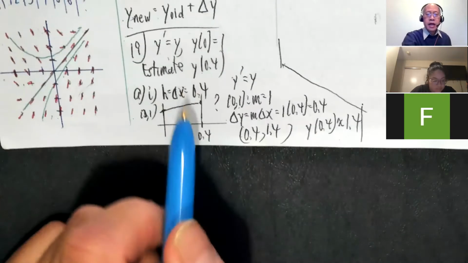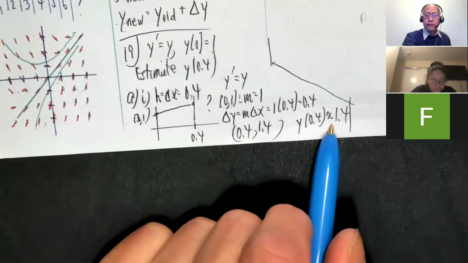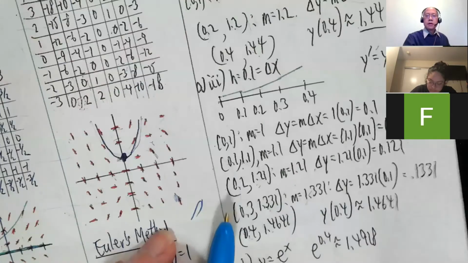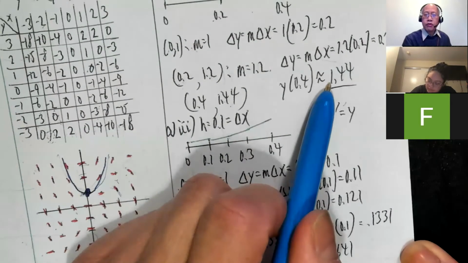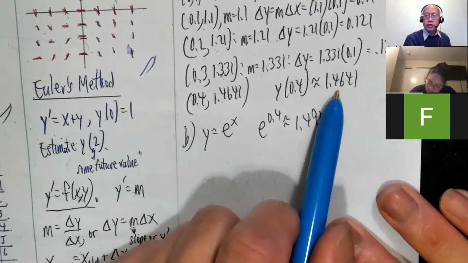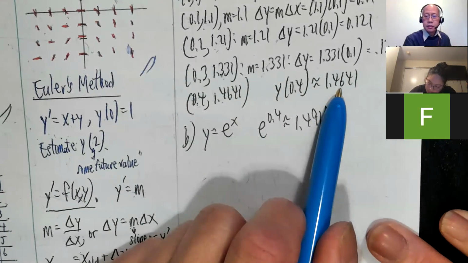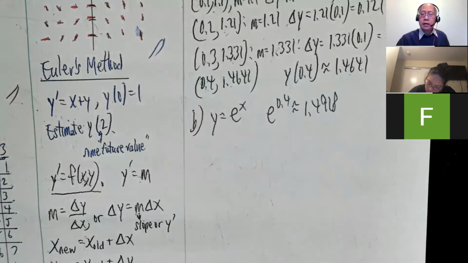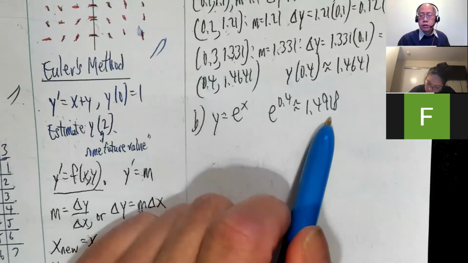Let's look at the progression. N equals 1, 1.4. N equals 2, 1.44, a little bit better. N equals 4, 1.46. The true value is 1.49. So yes, the bigger the n, the closer we get to the true solution.